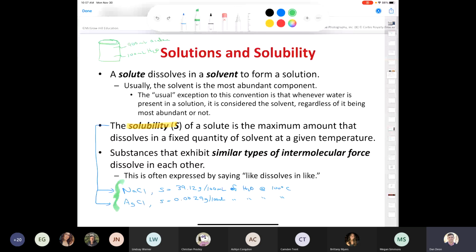Why can I take sugar and dissolve it in water and get a solution? How come I can't mix oil and water, right? We know that they're not miscible. We know they're not mixable, right? But why is that? There's got to be a reason for that.